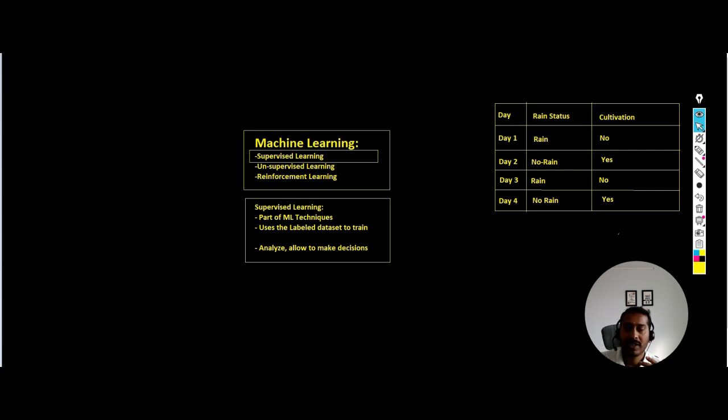Today we'll talk about different techniques of machine learning, and these are supervised learning, unsupervised learning, and reinforced learning. We'll go one by one.